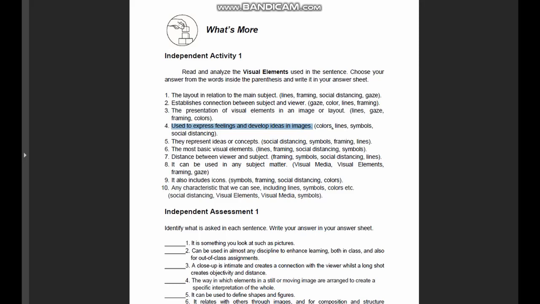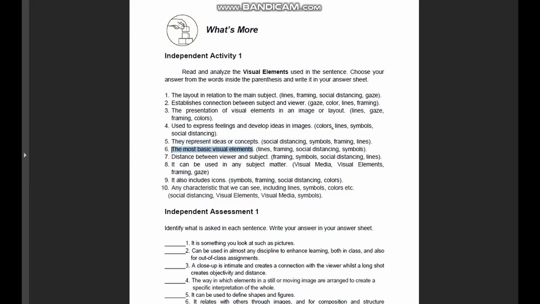Next, we have: they represent ideas or concepts. Is it social distancing, symbols, framing, or lines?